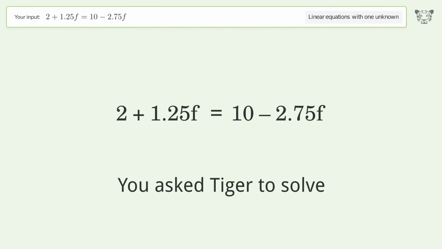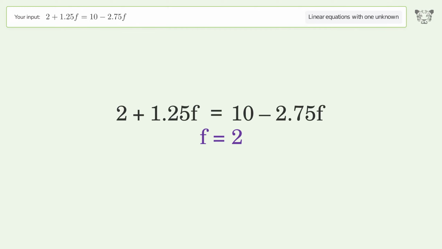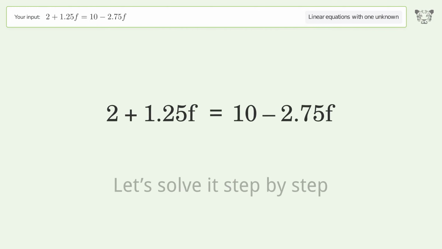You ask Tiger to solve. This deals with linear equations with one unknown. The final result is f equals 2. Let's solve it step by step.